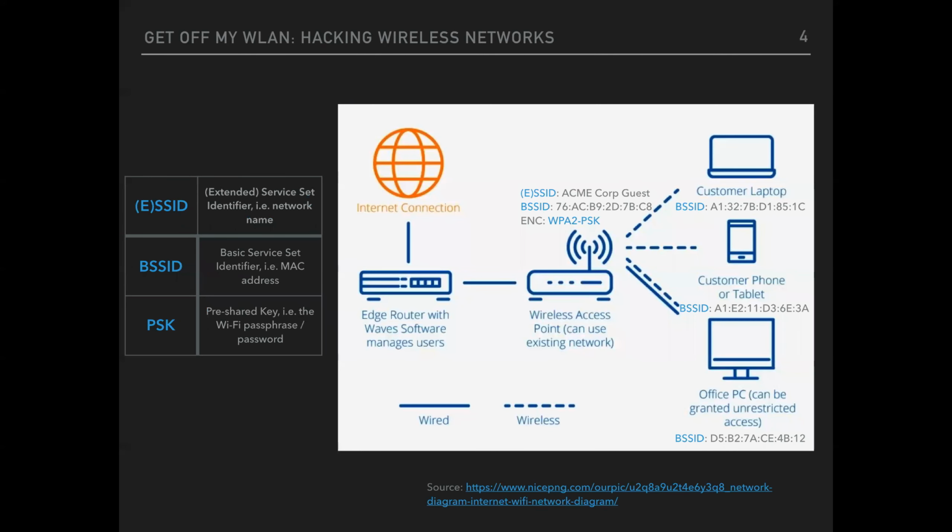Some other terms we should be familiar with are the Extended Service Set Identifier or ESSID. This is also referred to as the network name. So if we look at the image in the center, we have our wireless access point with the ESSID or network name of Acme Corp guest. Underneath that, we see the basic service set identifier for the access point. The BSSID is also known as the MAC address or the hardware address. And finally, beneath the BSSID, we see the encryption type used on this network, which is WPA2-PSK.